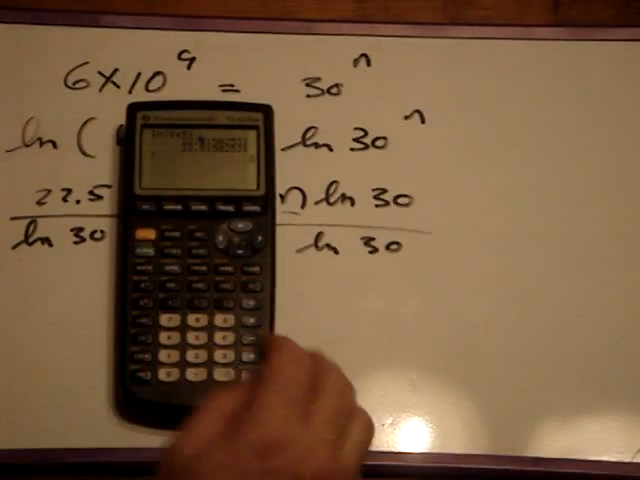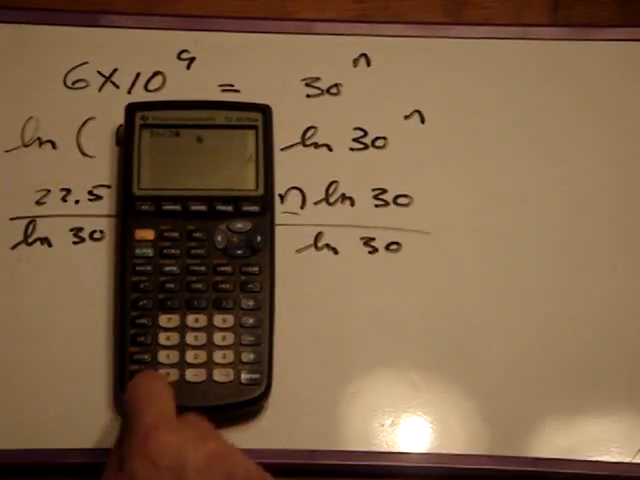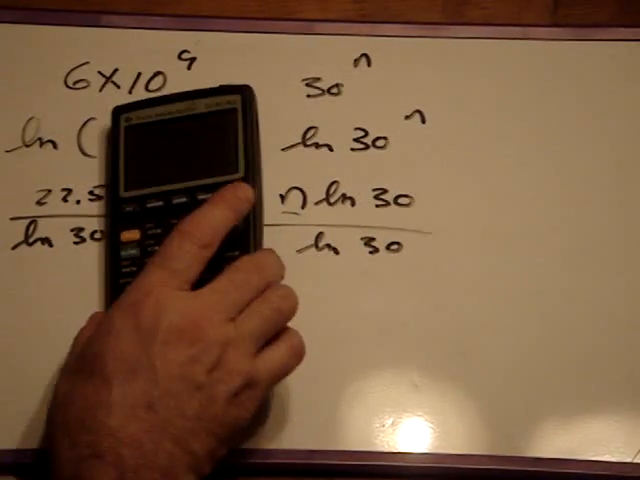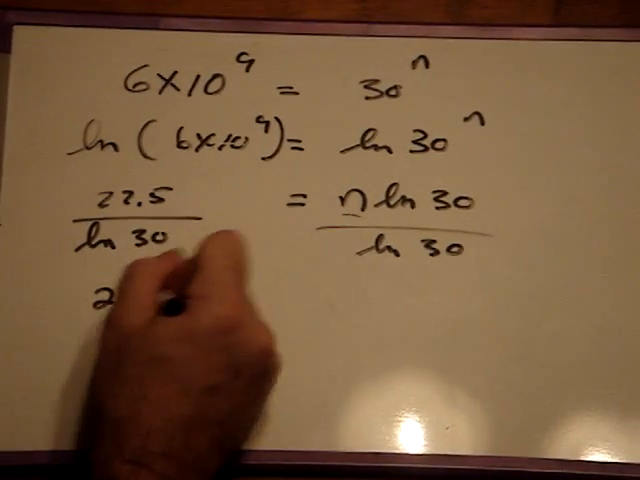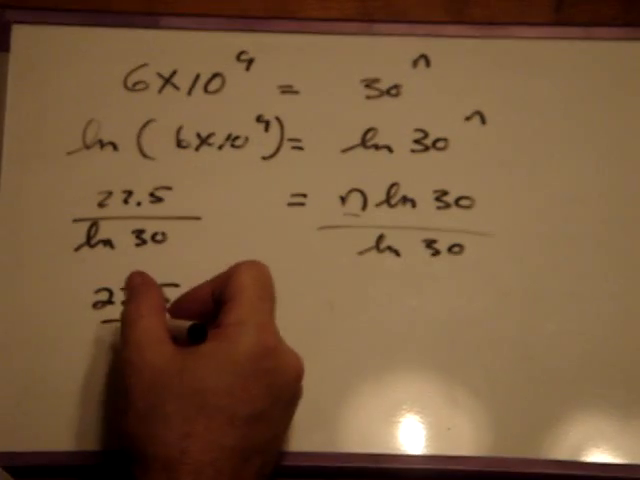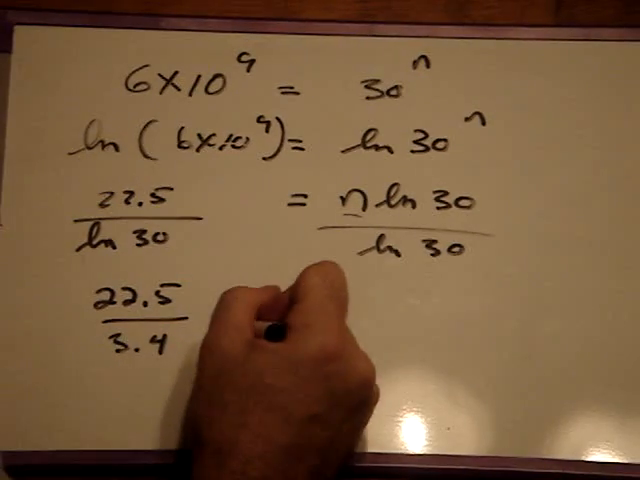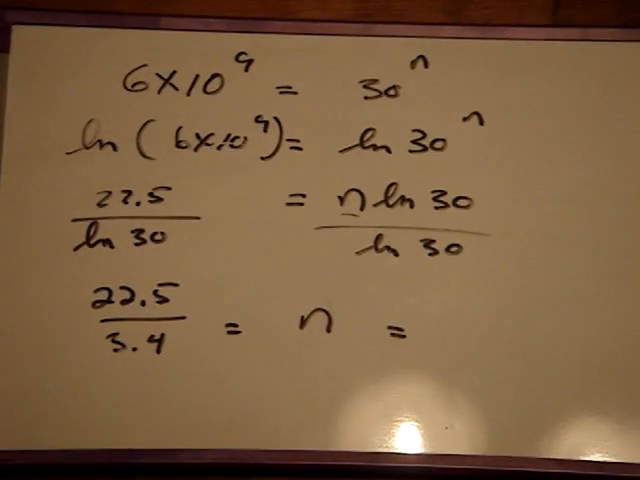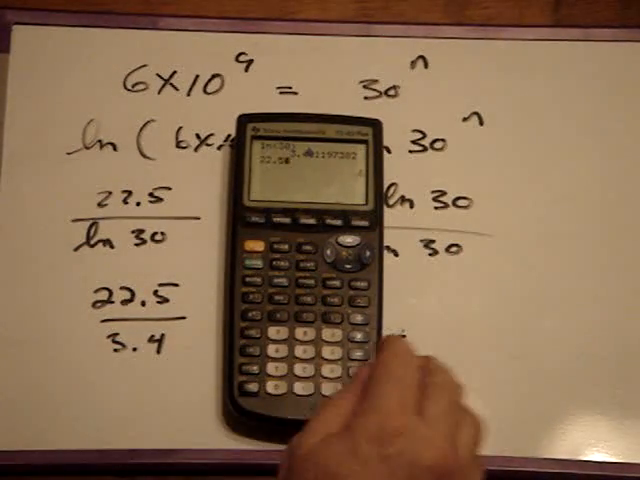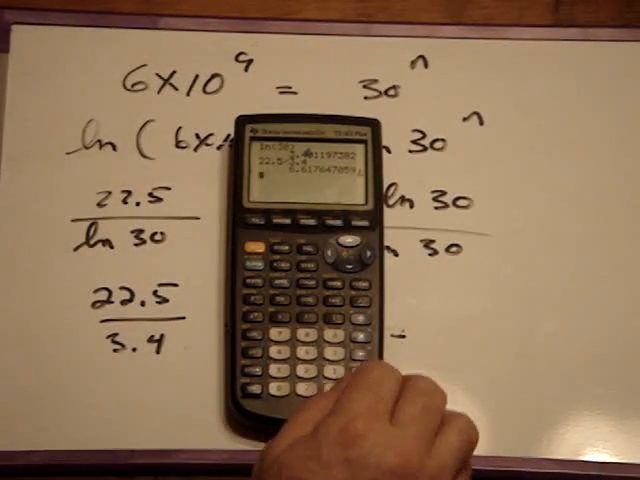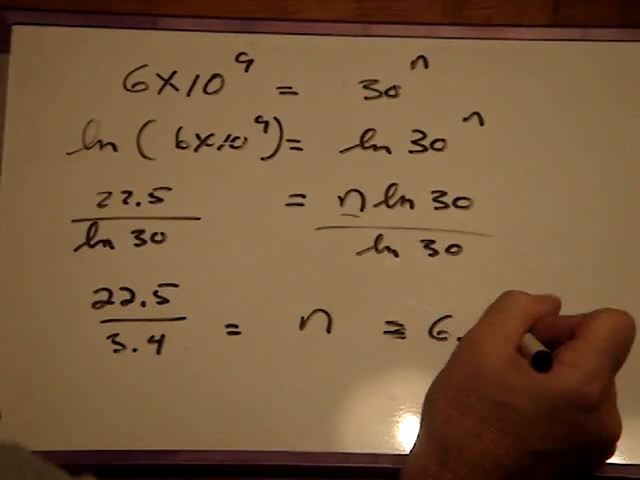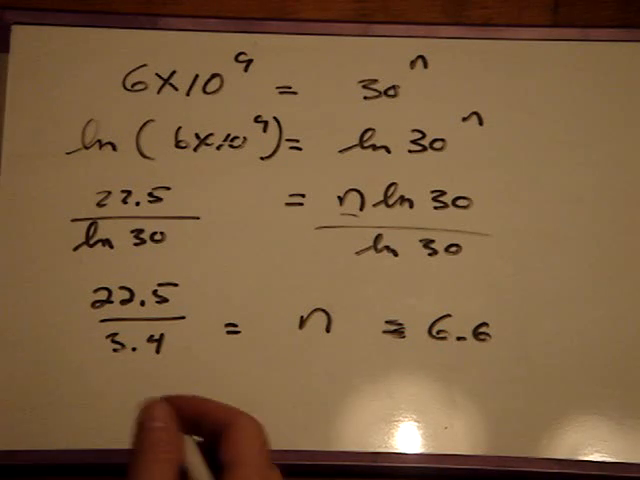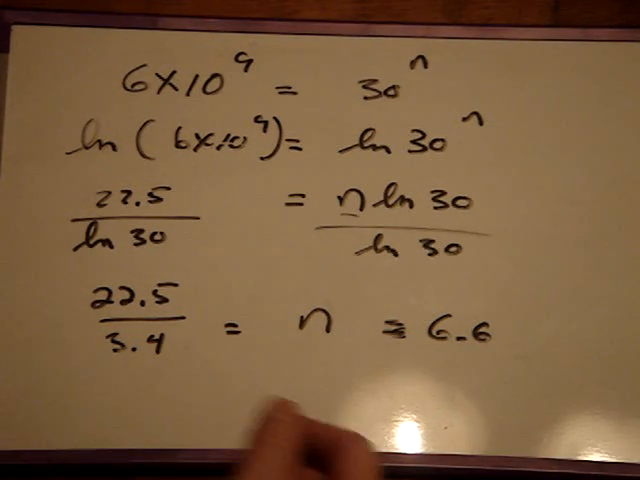What is the natural log of 30? I don't know. Let's find out. Natural log 30, and that is 3.4. So on this left side, I get 22.5 divided by the natural log of 30, which is 3.4. And that should be equal to n. Well, let's find out what 22.5 divided by 3.4 is, and that's 6.6. So basically 6.6 degrees of separation between ourselves and anybody on the earth.